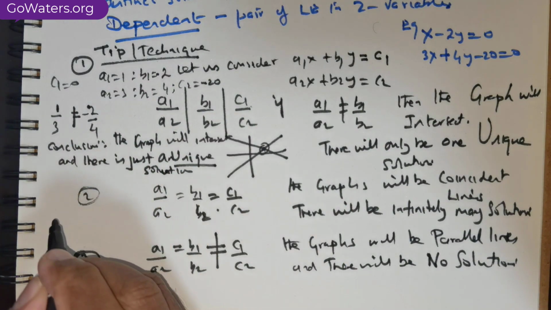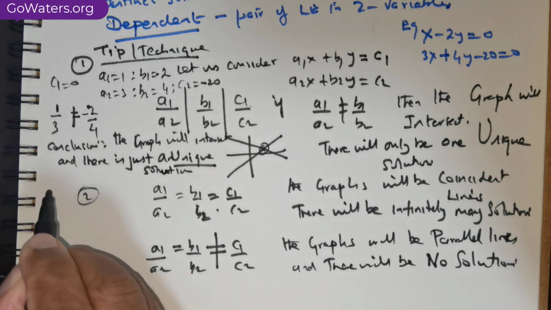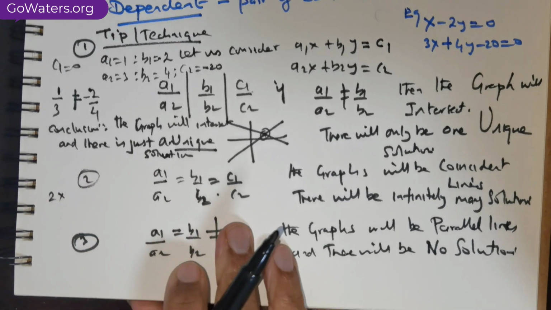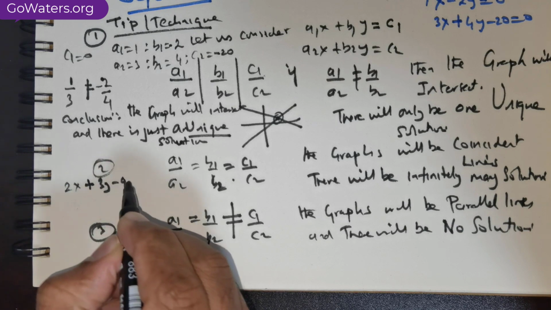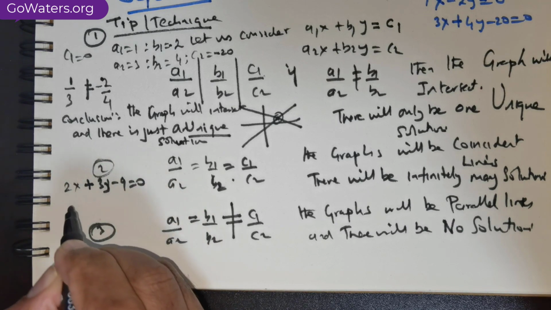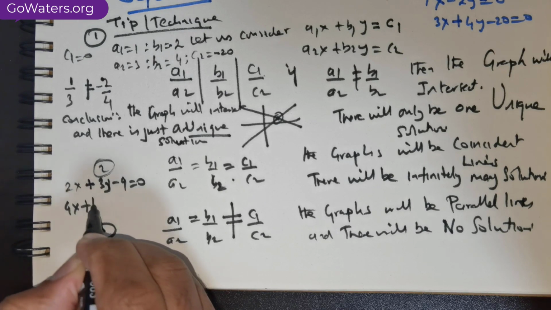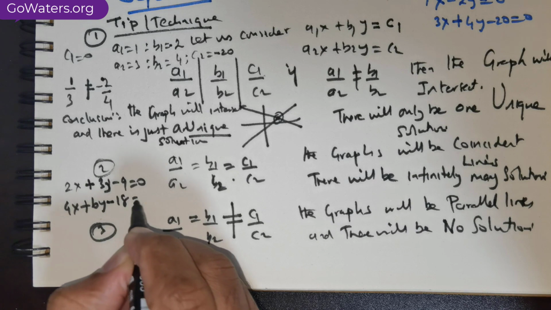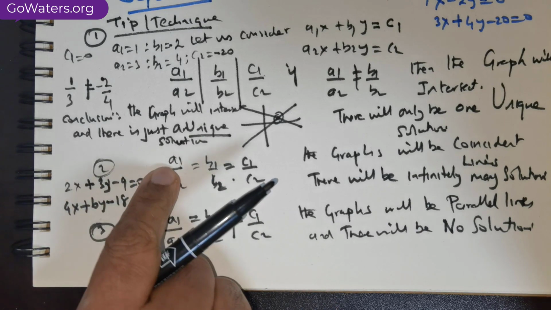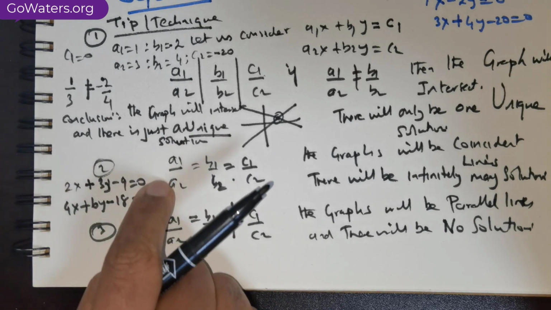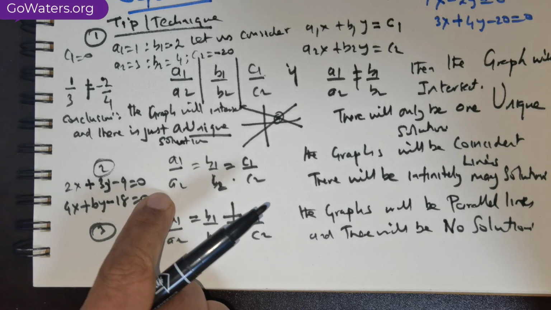Now let me give you another example for the second case. Say for example, you got a system like this. I'm going to use this part of the page here. So 2x positive 3y negative 9 is equal to 0, and then over here 4x positive 6y negative 18 is equal to 0. Now when you move, this is going to be 9 and 18, right? So you can also place C1 on this side and C2 on this side.